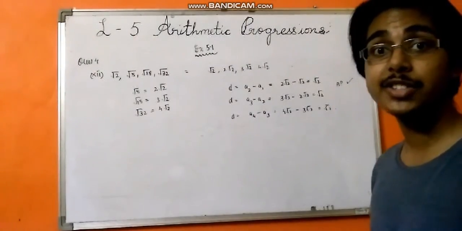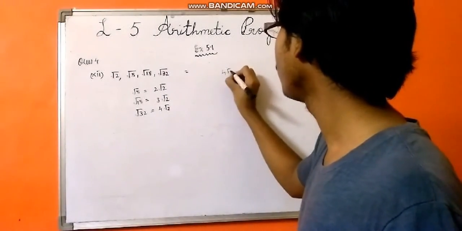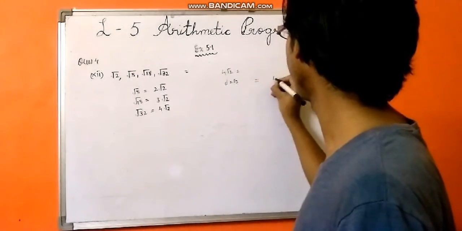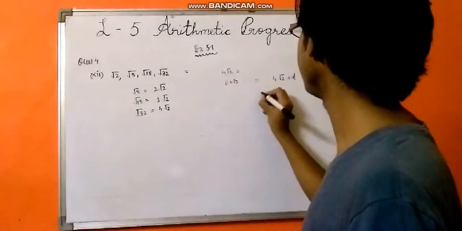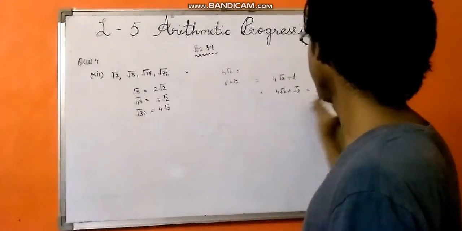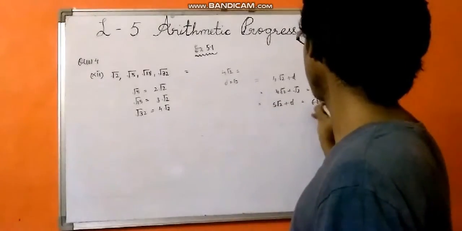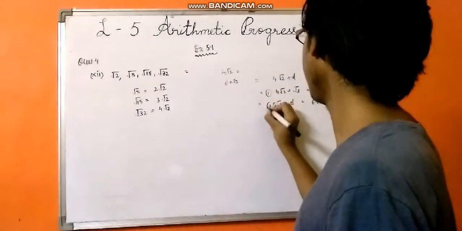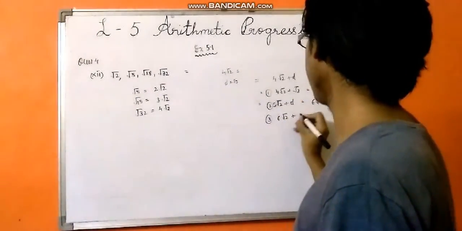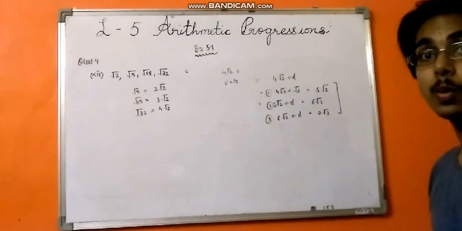So now we have to find the next three terms. How would we find the next three terms? Let's have a look at that. Since the last term is 4 root 2, and the common difference D is equal to root 2, we do 4 root 2 plus D, which equals 4 root 2 plus root 2, which equals 5 root 2. 5 root 2 plus D equals 6 root 2, and then the third term, 6 root 2 plus D, equals 7 root 2. So these are the next three terms that you would need to find.